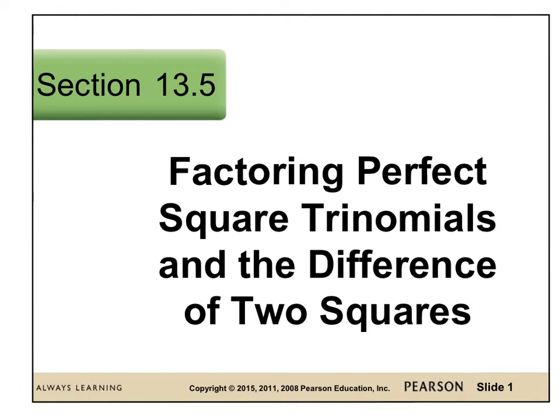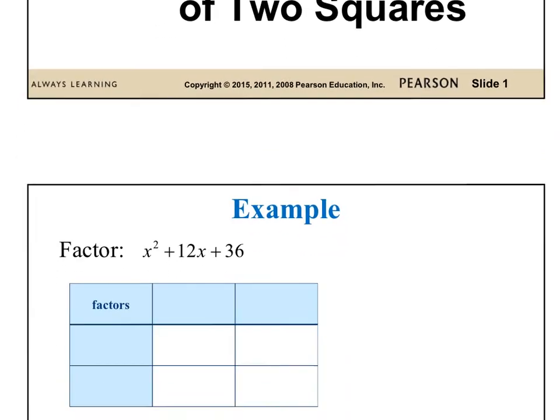This section isn't actually any different from the others, except that there's a couple of nice things that, if you catch on to the pattern that you see here, it'll make things factor faster. But I'm going to explain it pretty much in the same way that I explained section 13.4. So to begin, we're talking about factoring perfect square trinomials and the difference of two squares. And we'll need to talk about what that is.